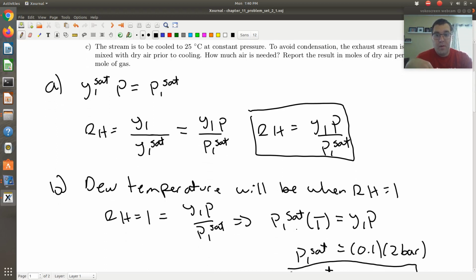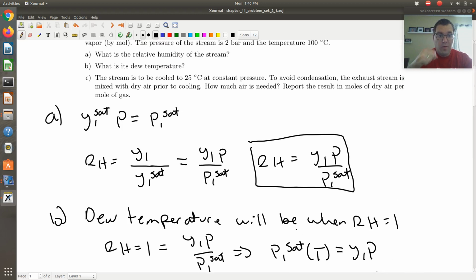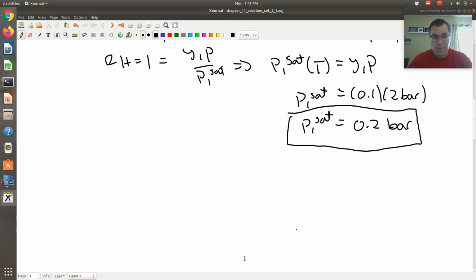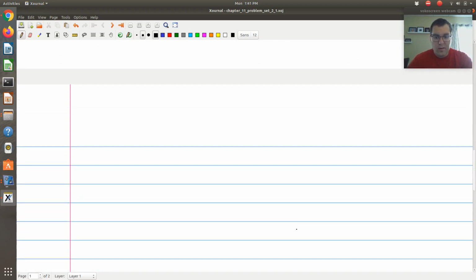C. The stream is to be cooled to 25 degrees C at constant pressure. To avoid condensation, the exhaust stream is mixed with dry air prior to cooling. How much air is needed? Report the results in moles of dry air per moles of gas. Okay, so what I'm going to do is try and draw a picture to feel my way through this, and we can start on the next page.